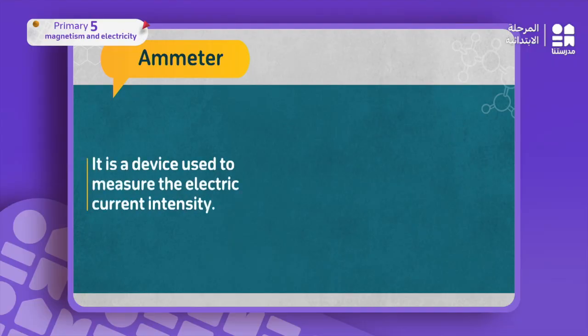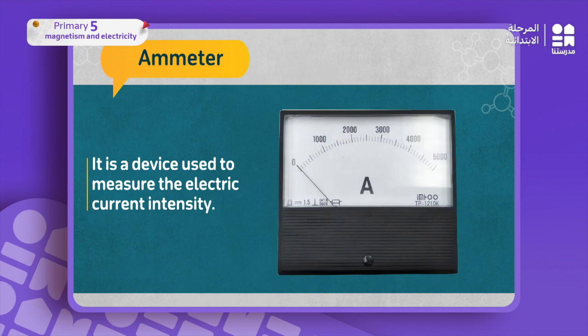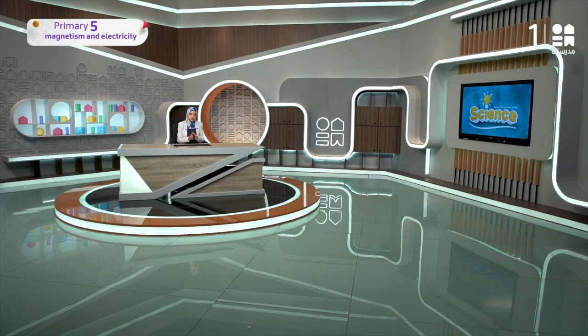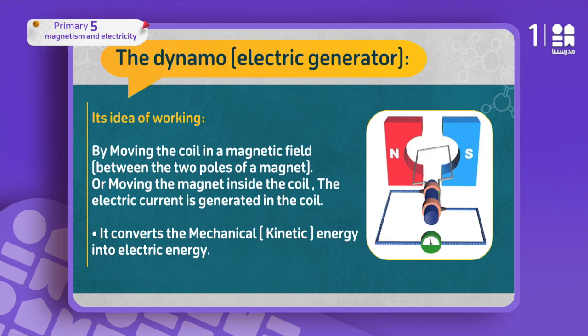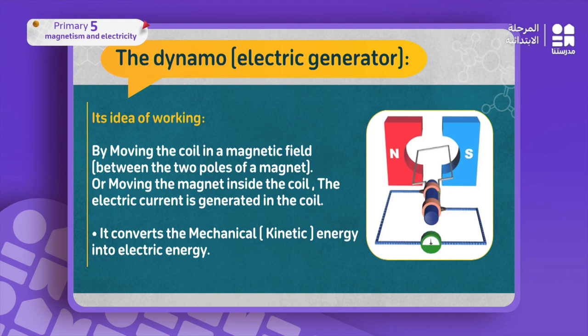We will understand more when we know the idea of the dynamo. The ammeter, we talked about it, is a device used to measure the electric current intensity. Okay, and that's a picture of it. Now the dynamo, or the electric generator. What is the idea of the dynamo? The idea is working by moving the coil in the magnetic field. We move the coil in the magnetic field, meaning we move it between the two poles of the magnet. What will happen? An electric current is generated in the coil.